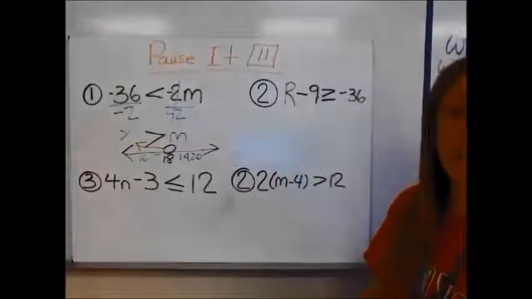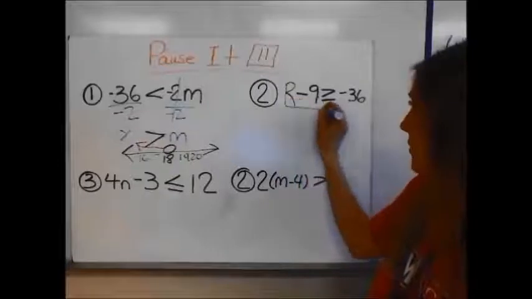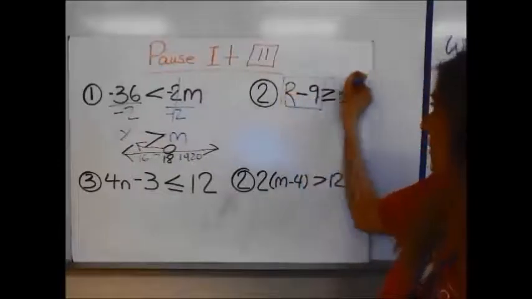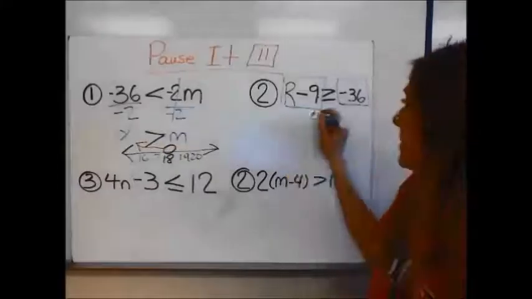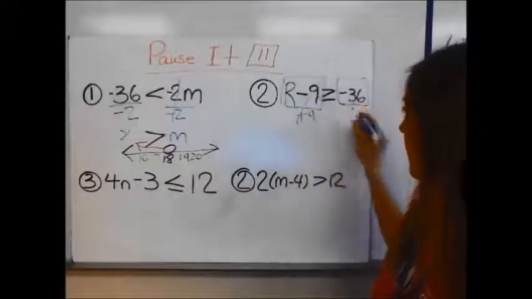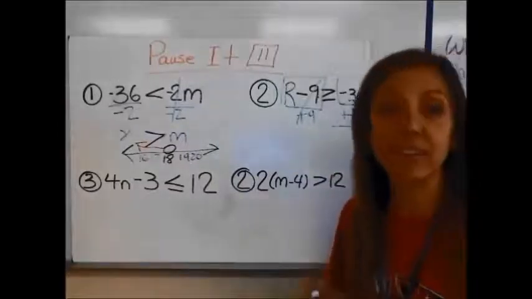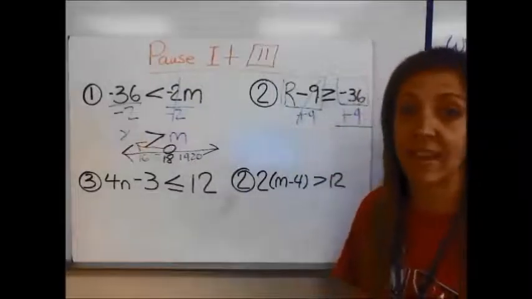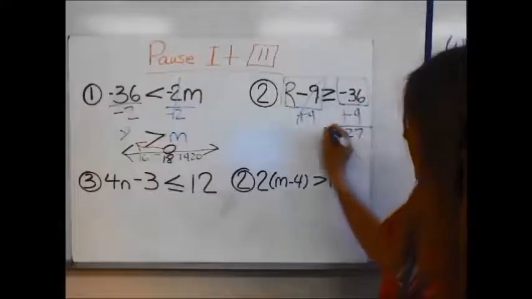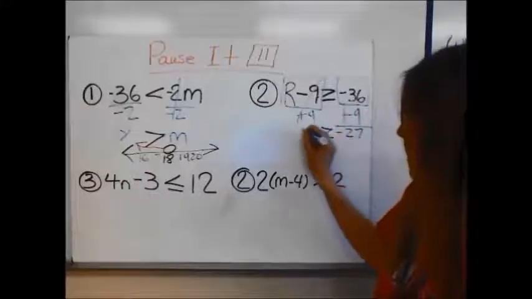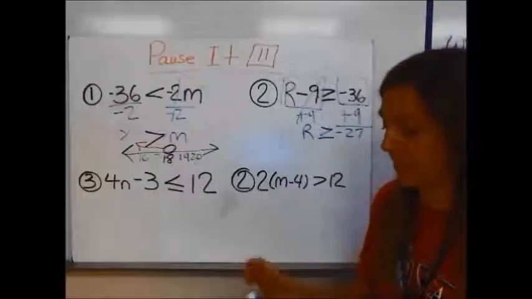Okay, number 2. r minus 9 is greater than or equal to negative 36. I'm going to start on the side that has the variable. I'm going to add 9, and negative 36 plus 9 is going to leave us with negative 27. So r is greater than or equal to negative 27.